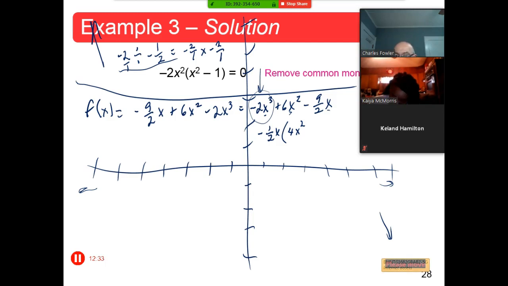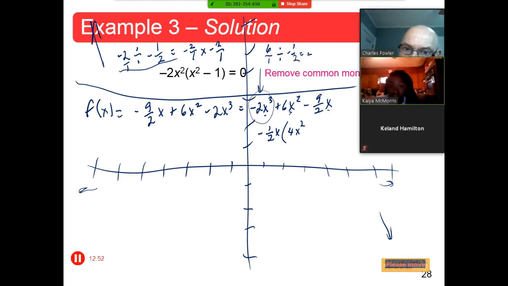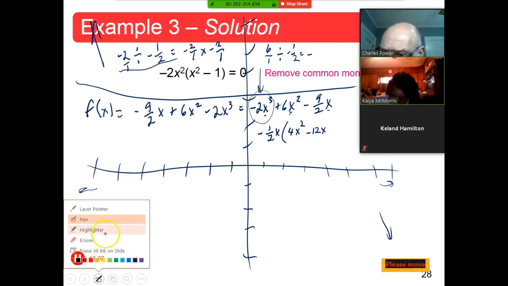Okay. Let's move to the next one. We're going to take a positive 6. I'll go on and put it over 1 and divide it by -1/2. Anyone want to make a guess of what that will become? Negative, you're right. -12. So that's going to be a -12, and we factored out an x, so that leaves a little x remaining.